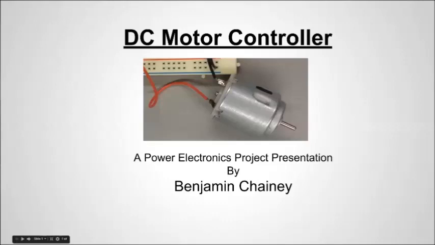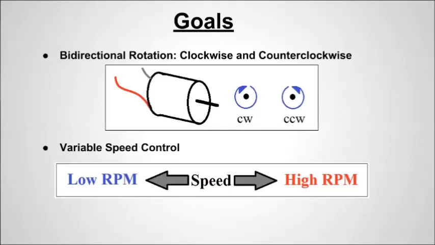This is an EE-177 power electronics presentation by Benjamin Chainey for a DC motor controller project. The goals of this project were to have bidirectional rotation control of the motor. This would give clockwise and counterclockwise rotation directions. Also desired was to have variable speed control for low RPMs, rotations per minute, and high RPMs over a variable speed range.